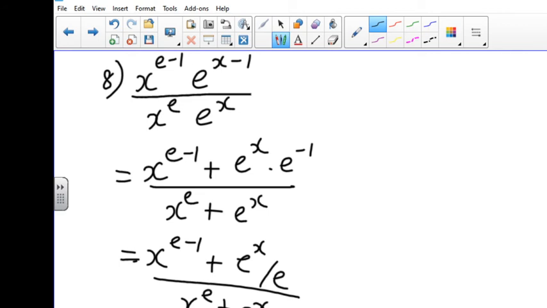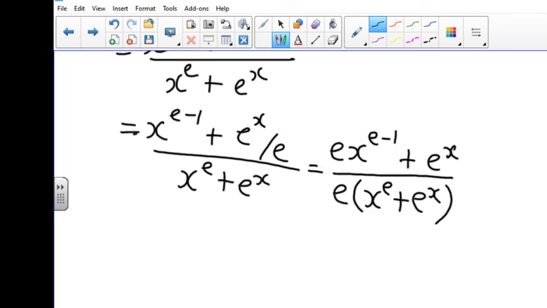e power x minus 1 can be written as e power x into e power minus 1, which can be written with the denominator as divided by e. Now this can be taken with the LCM. When taking the LCM in the numerator, e should be multiplied here: e x power e minus 1 plus e power x, and e can be taken to the denominator, e into (x power e plus e power x). So we can write it like this now.